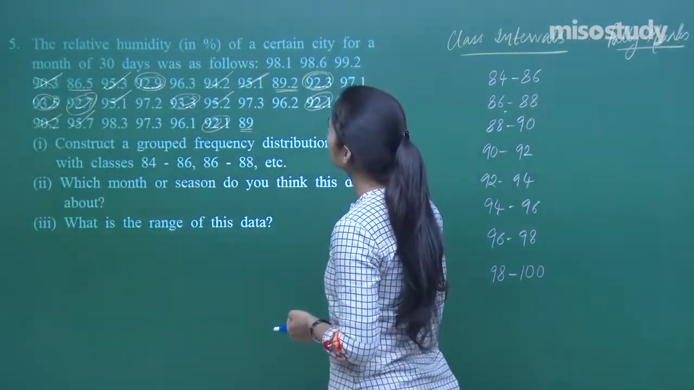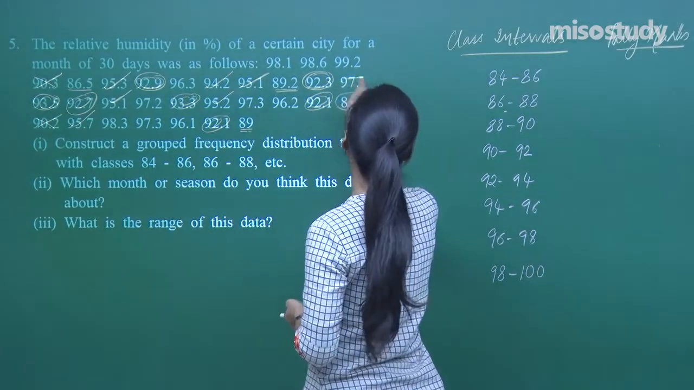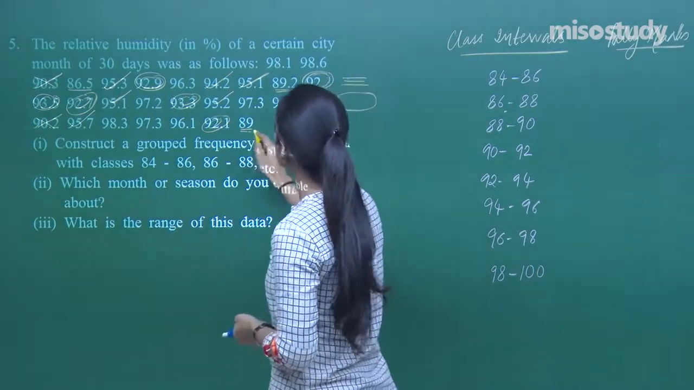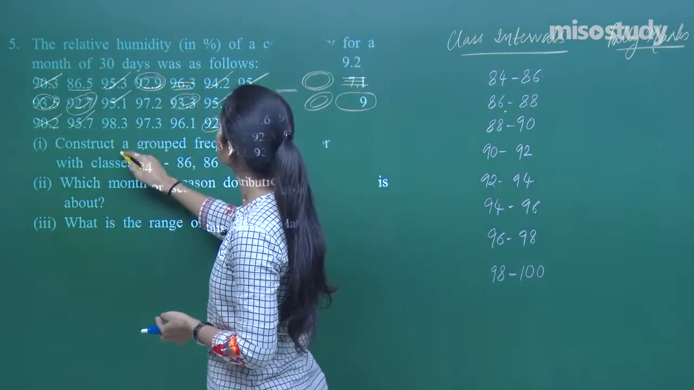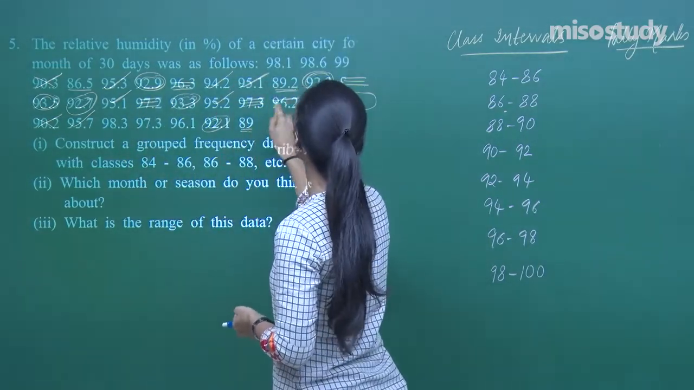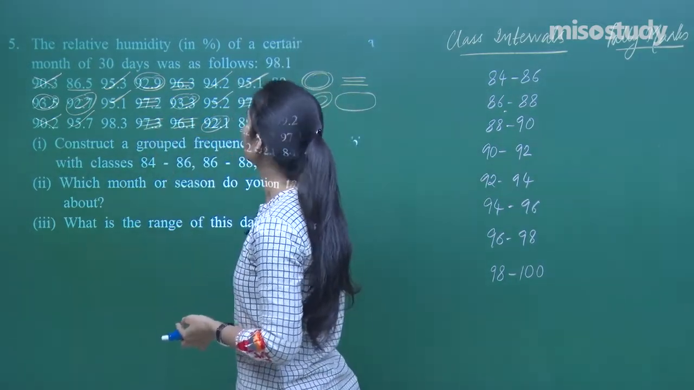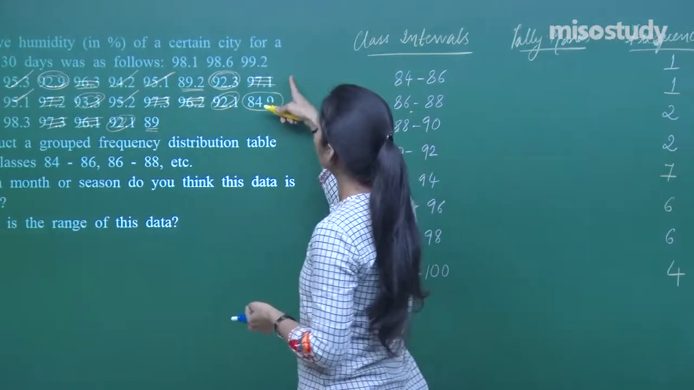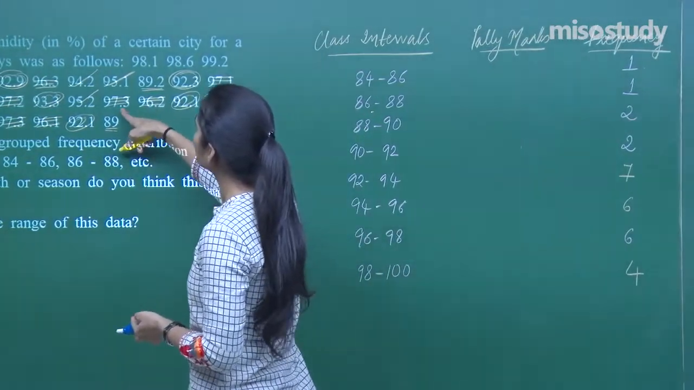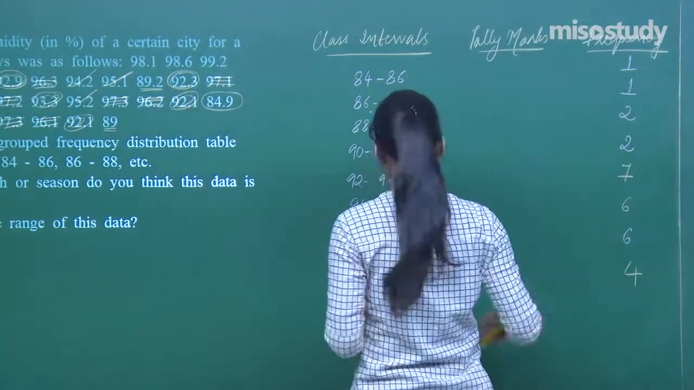96 to 98, let's see. Here there is nothing. 96 to 98 you have this, this, this, this, this also, and that is it. So you have 1, 2, 3, 4, 5 and 6 again. 96 to 98 is 6.